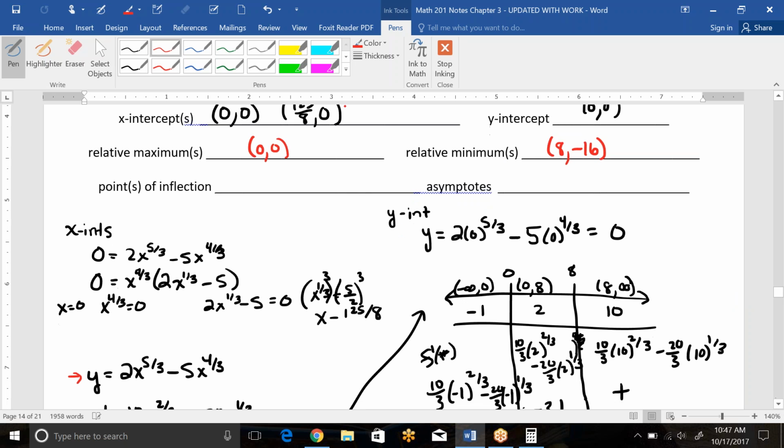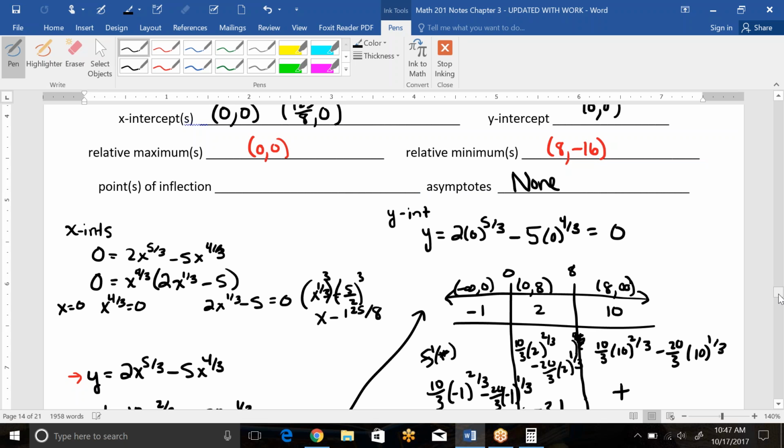We need the points of inflection. There's not going to be any asymptotes. I'm going to go ahead and write that. The reason for that is that asymptotes only occur if you have something undefined in your denominator and your original function did not have a denominator. So usually those only occur with rational functions.